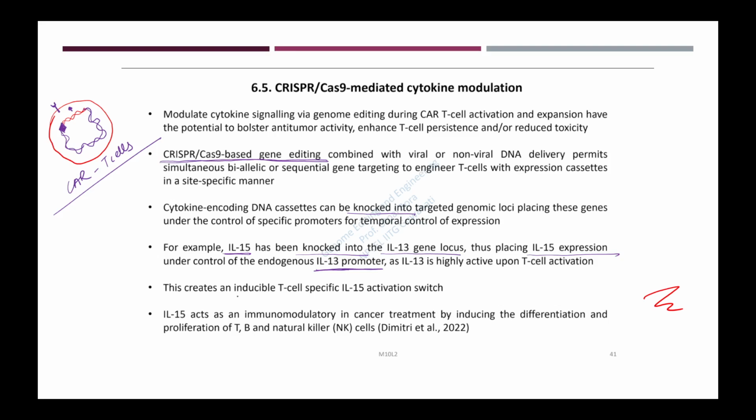So this creates an inducible T cell specific IL-15 activation switch. Okay, so IL-15 acts as an immunomodulator in cancer treatment by inducing the differentiation and proliferation of T, B, and natural killer cells.